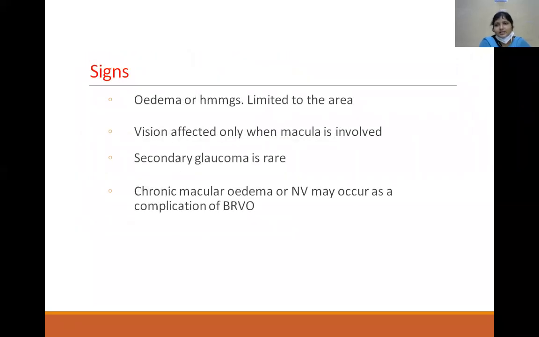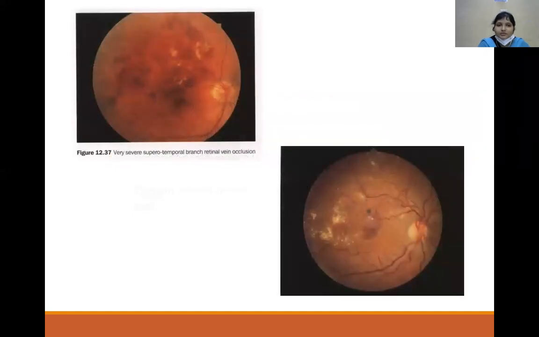So what are the signs? Here the edema and hemorrhages are confined to the area where the vein is occluded. So vision is affected only when the macula is involved. Secondary glaucoma is rare in case of BRVO. But if the macula is involved, chronic macular edema can be present and neovascularization may also occur in some cases.